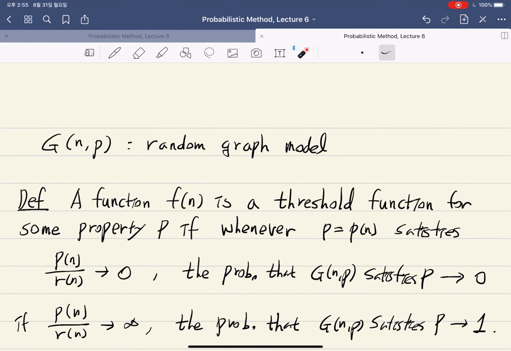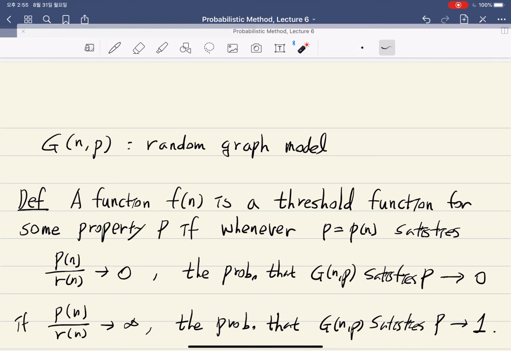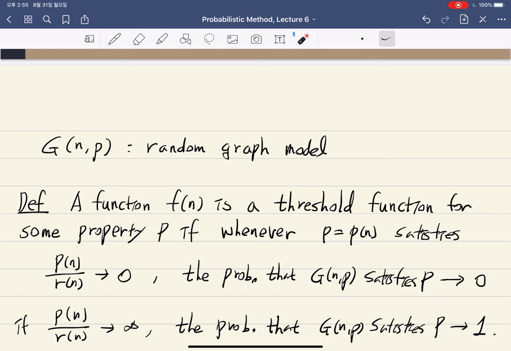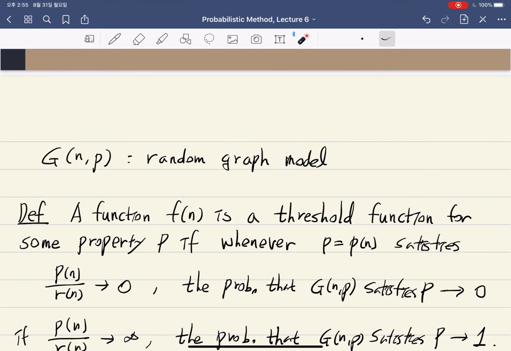So now we are learning about the second moment method. Last time we defined the binomial random graph model, G(n,p). This is a probability distribution where we get graphs with certain probability.